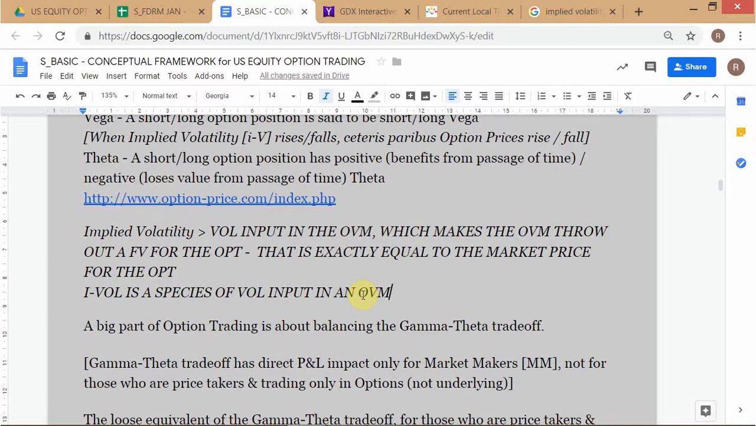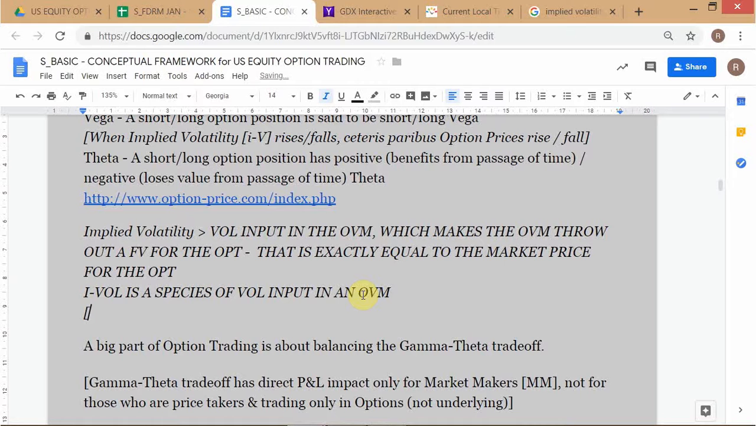Remember, just like we said, refresh your memory, contract is a species of agreement. Whenever you write a sentence like that, what you remember is that because a contract is a species of agreement, all contracts are agreements, but all agreements in general will not be contracts. So contracts is a smaller set, and agreements is the larger set. This is how you write the language. And now what am I saying? I'm saying IVOL is a species of vol input in an OVM.